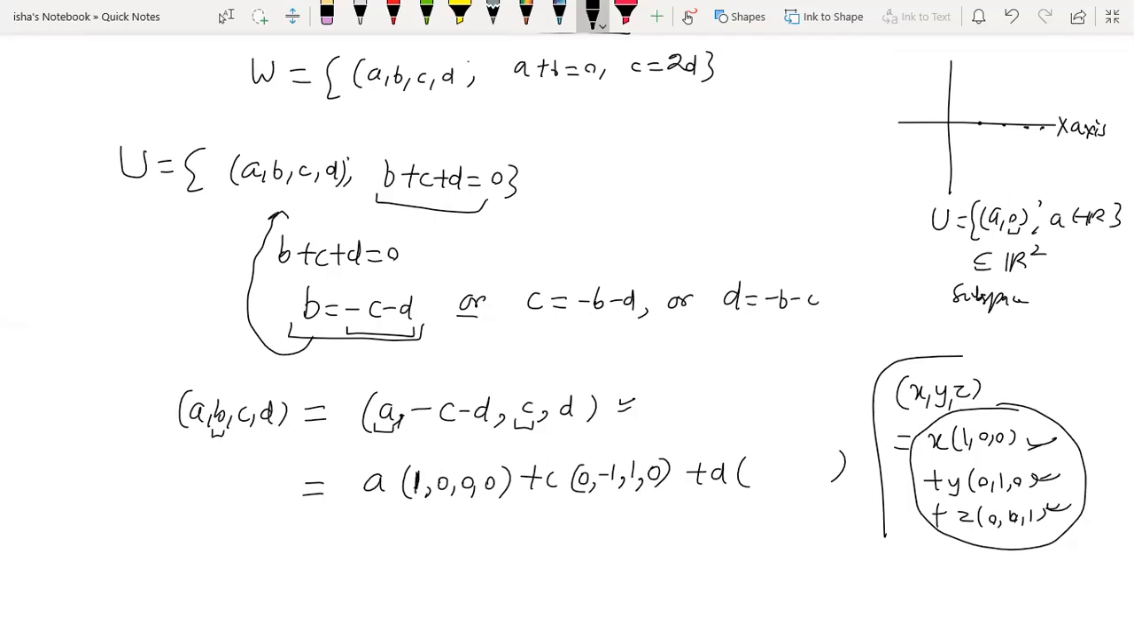Similarly for D, what is it going to be? 0, -1, 0, and +1. So we got this representation. Yes, anybody has any doubt in this? Because this is the only thing which you have to learn in these kinds of questions. Okay, the rest is all going to be the same in every question.